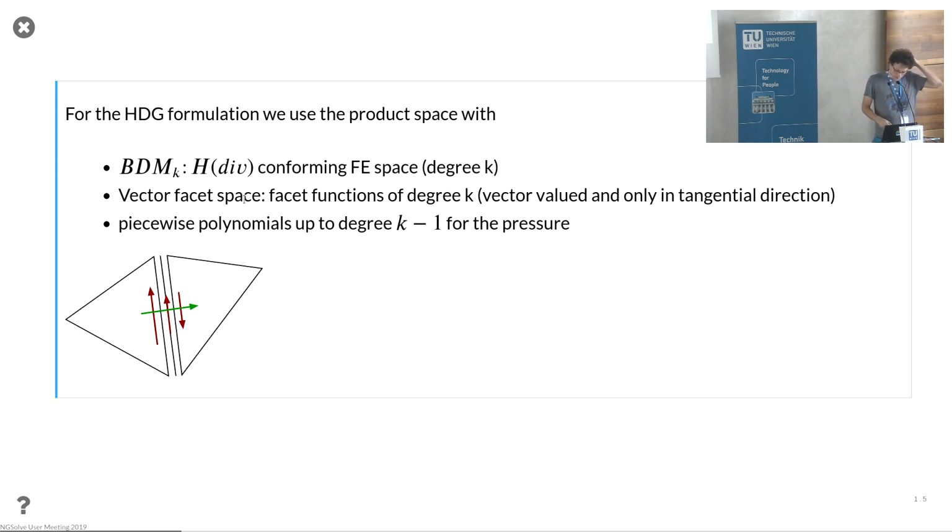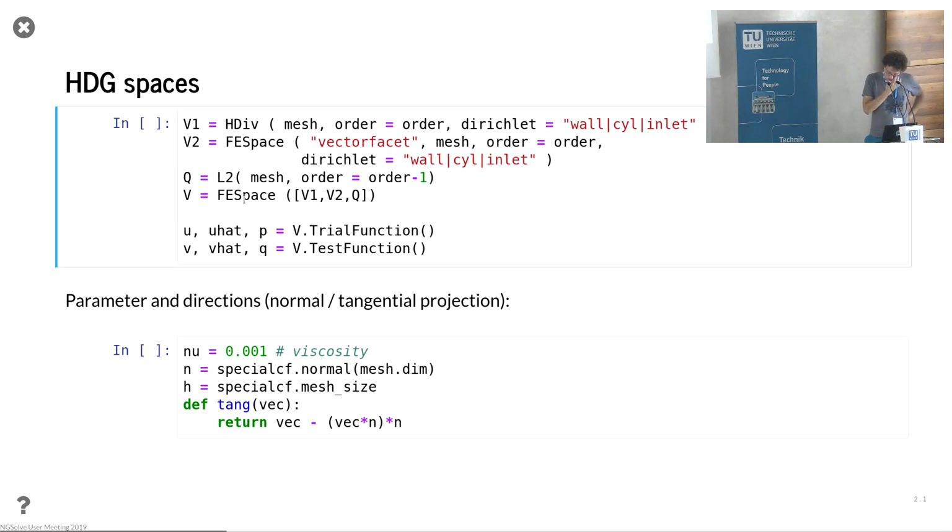Okay, and the corresponding pressure space to that is just obtained by taking the divergence of the space, which just means you take a piecewise polynomial discontinuous space of one degree less. Okay, and this is the space. So we have an HDiv space of a corresponding order with corresponding boundary conditions. You have a vector facet space of the same order. You have one order less for the pressure space, and you put them together in one product space.